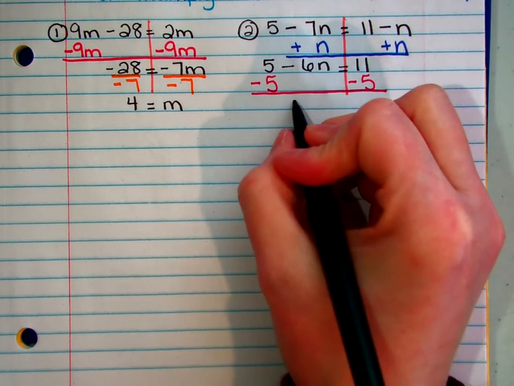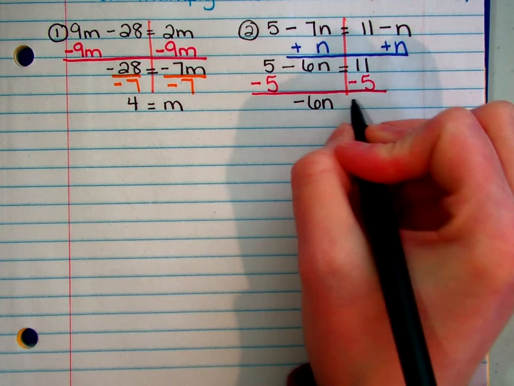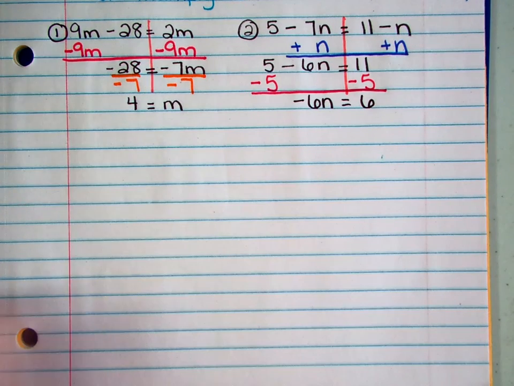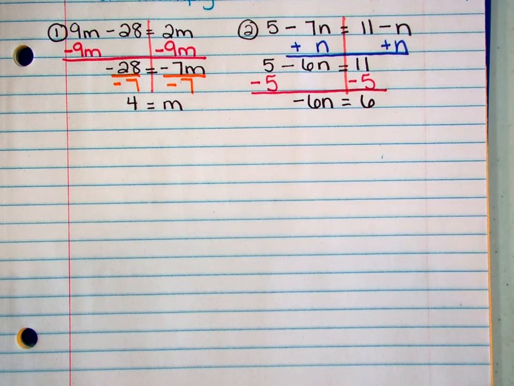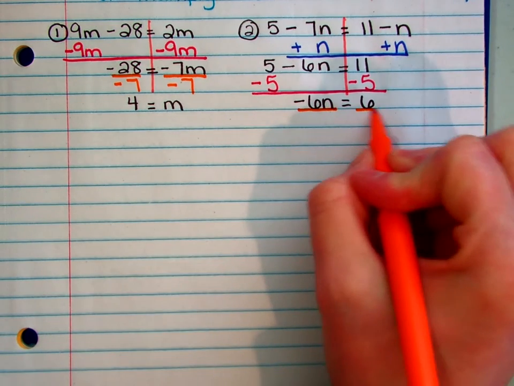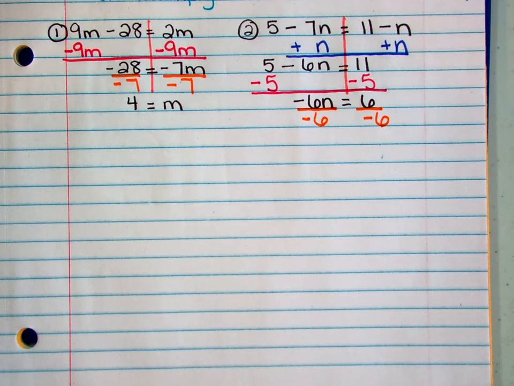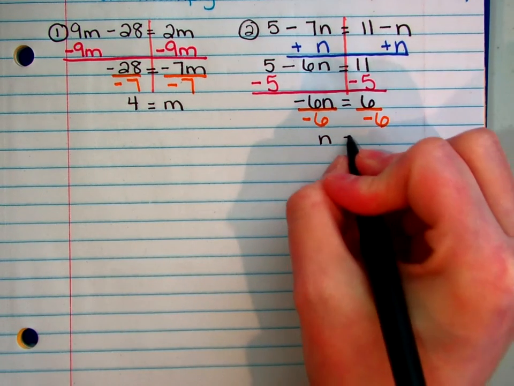When we do that on the left-hand side, we are left with negative 6n equals, the difference here is in fact 6. So now we're on step 3, and we do have a coefficient, so we need to divide both sides by negative 6. And we find that the value of n is in fact negative 1.